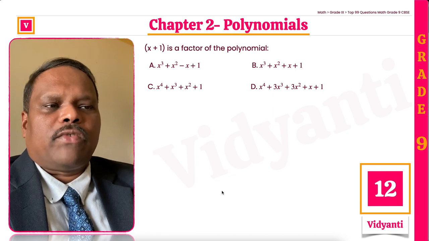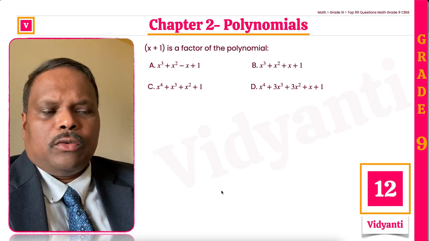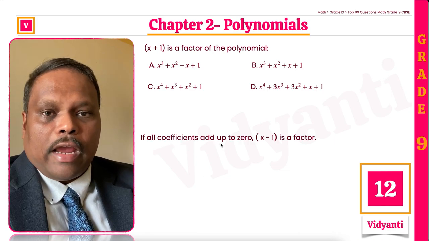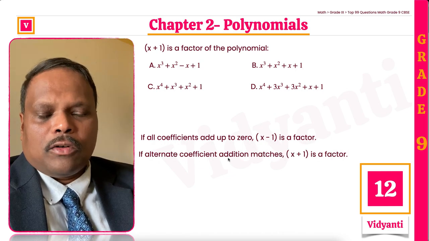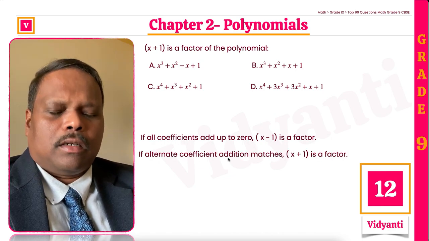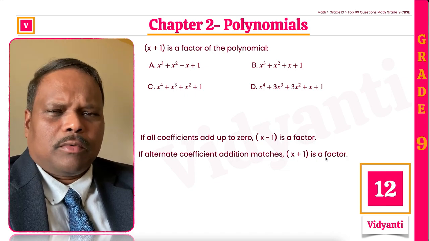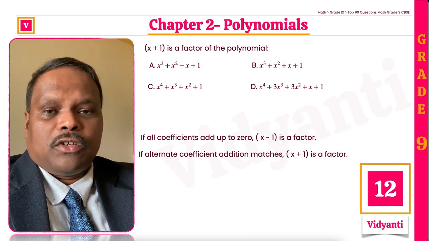x plus 1 is a factor of the polynomial. Now I am going to tell you some trick here. If all coefficients add up to 0, then x minus 1 is a factor. If alternate coefficients add up to the same sum, then x plus 1 is a factor. These are the two basic rules that will get you going and that will increase your speed.